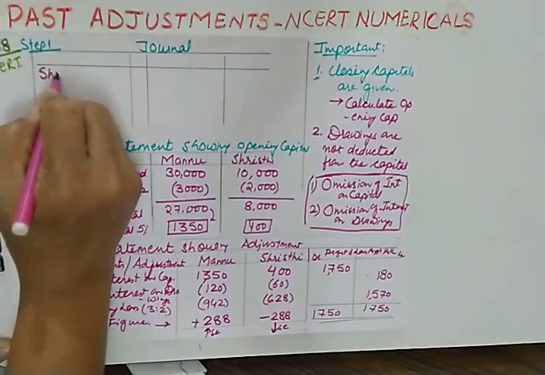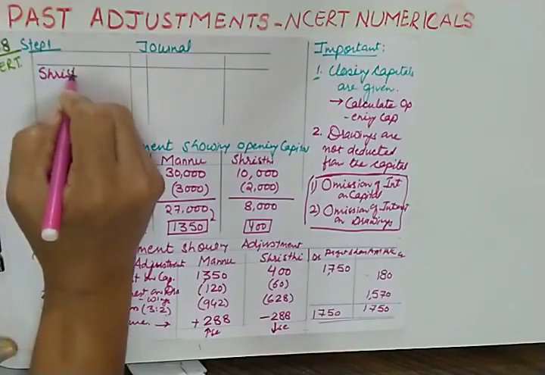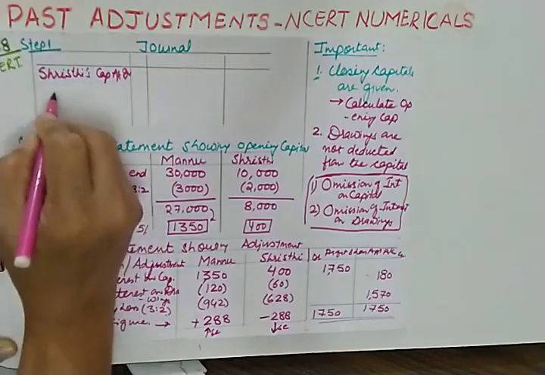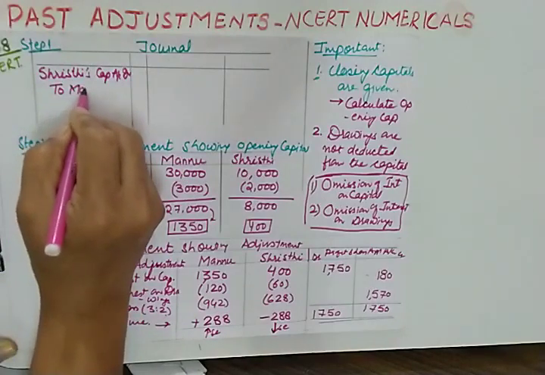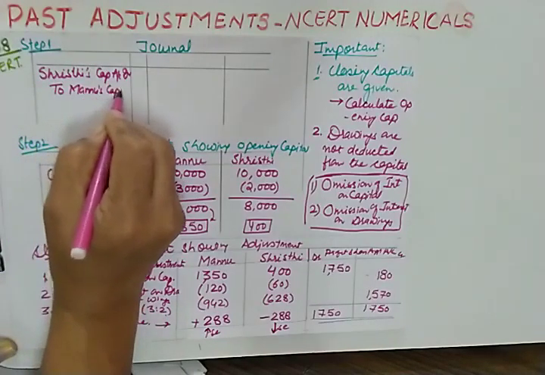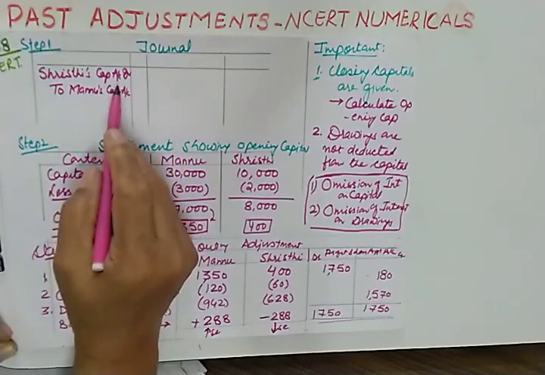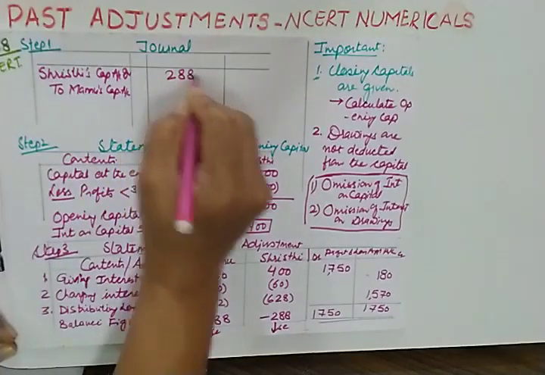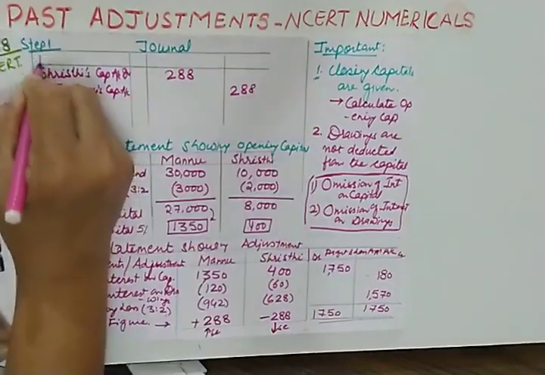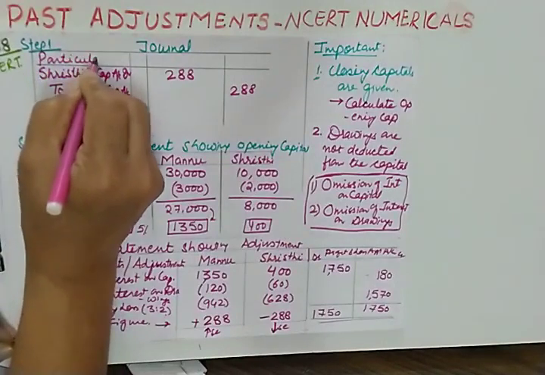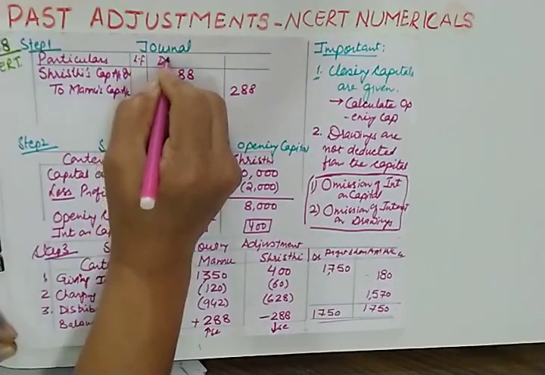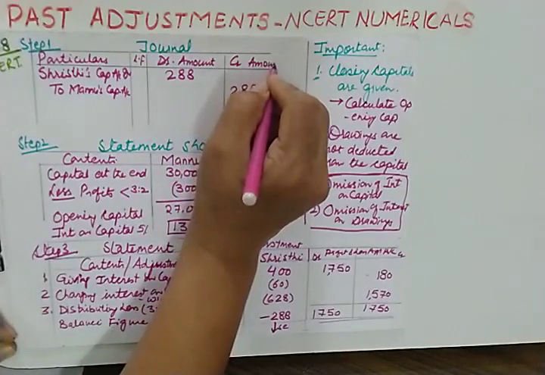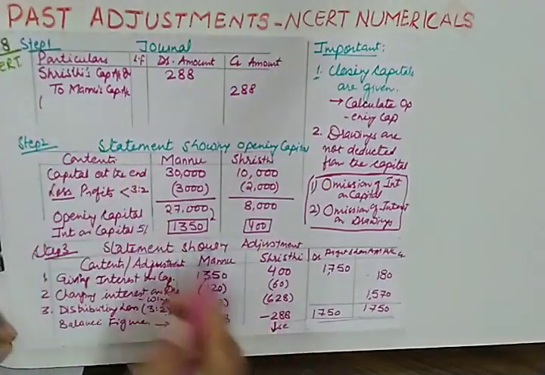Srishti's capital account debit to Manu's capital account. You write in full because of shortage of space. I am using this abbreviation. And what is the amount? It is 288. You will make proper format. This is particular, LF, debit amount, credit amount. And this entry is incomplete unless and until you write the narration.